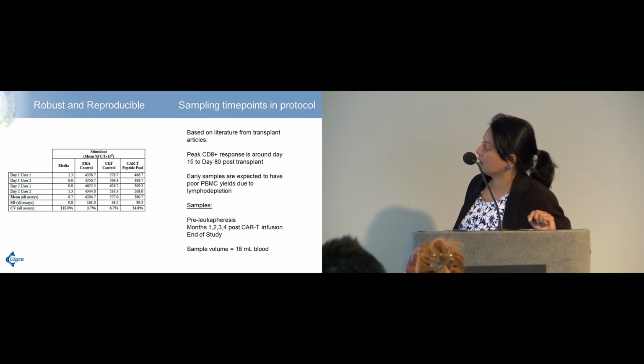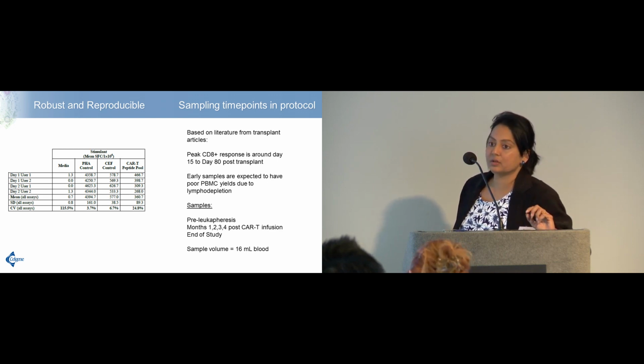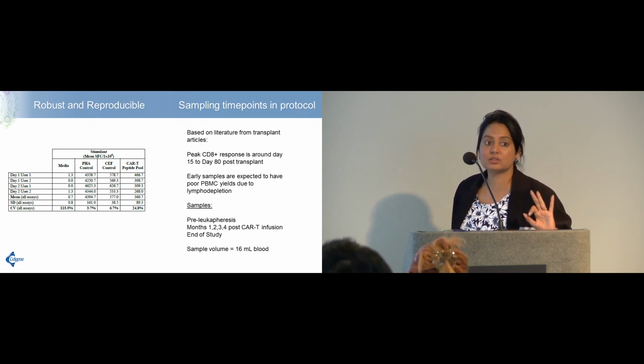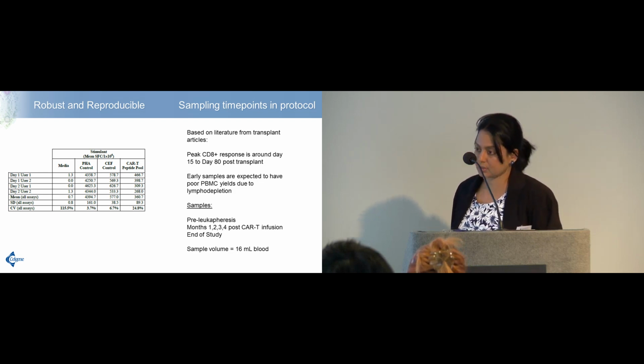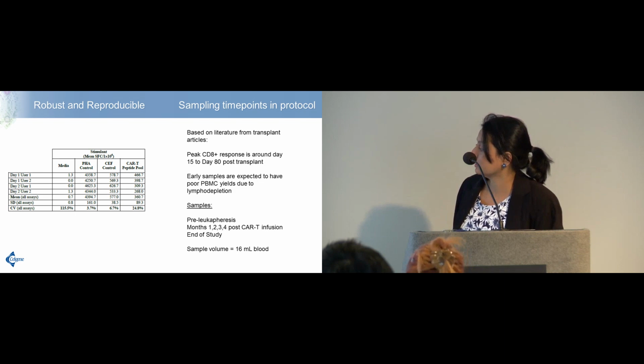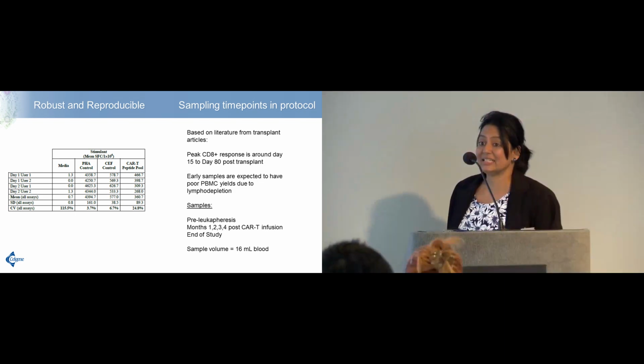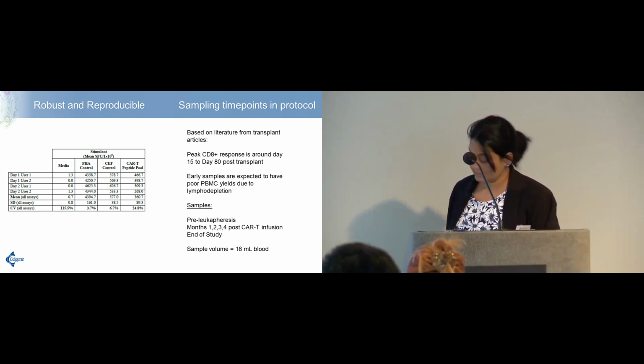So we collect at months 1, 2, 3, 4, so day 30, 60, 90, 120 post-CAR T infusion, and then we collect 1 sample at the end of the study, and we collect 1 pre-dose during screening. So there are just 6 samples per patient, and these are the 4 critical samples where we hope to see if our patients are positive for CD8 plus T cells against the CAR. And the sample volume is 16 ml of blood.